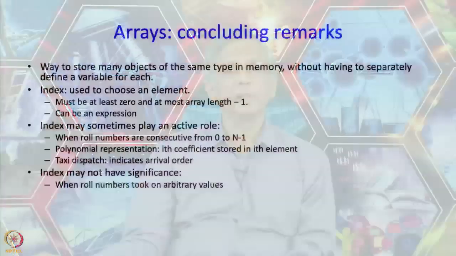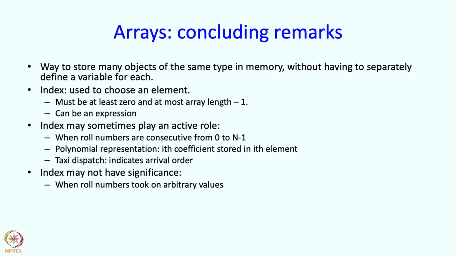Sometimes of course the index may not have any significance. So in our example where we had roll numbers, sort of general roll numbers as well as marks, okay, so we had to store the general variables as well. And essentially what was going on over here is that we were storing sets of pairs, and so those pairs could have been stored in an arbitrary order. Okay.